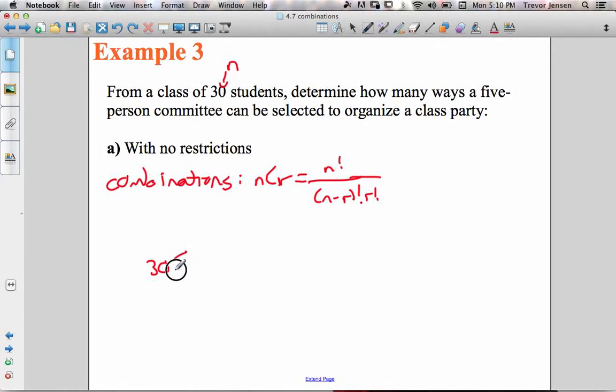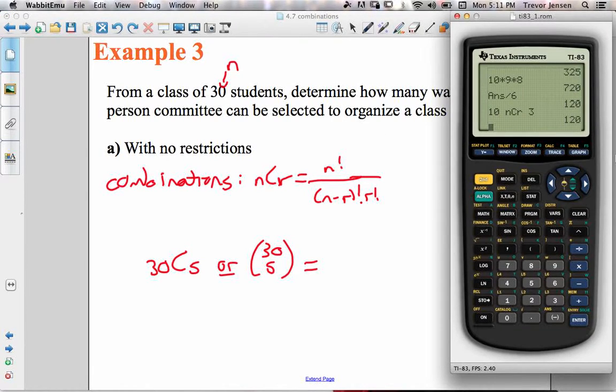So you'll see it written like this. 30 choose 5. Maybe you'll see it written like this. 30 choose 5. You might see it written either way. That would equal 30 factorial over 25 factorial times 5 factorial. And we could write it out like that, but I'm just going to do the shortcut on the calculator now that we know how to use the formula.